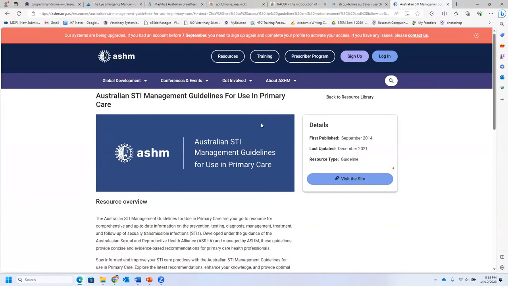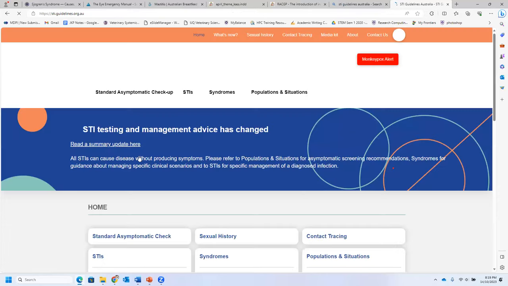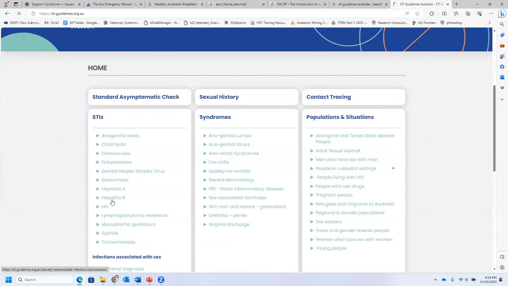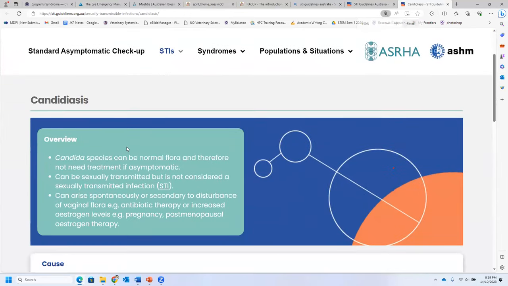Just go over here and look for candida. Candidiasis. All right. Candida species can be normal flora and therefore not need treatment if asymptomatic. It can be sexually transmitted, but it's not usually considered a sexually transmitted disease. So it doesn't come under the sexually transmitted diseases, okay?